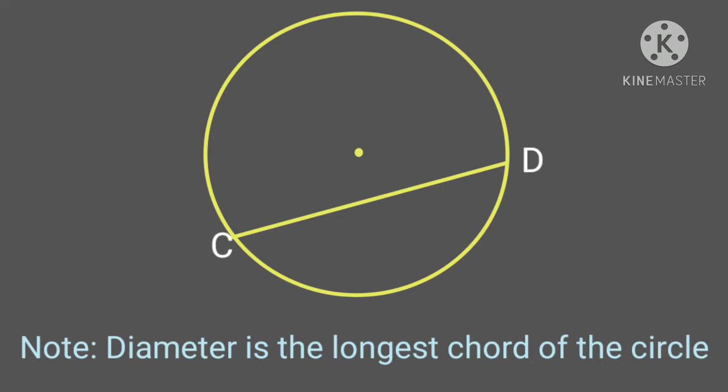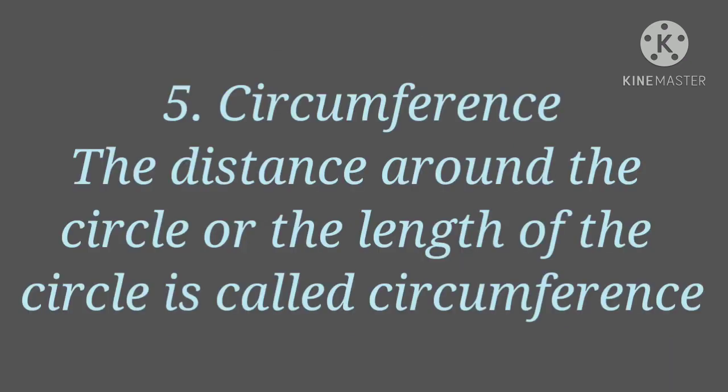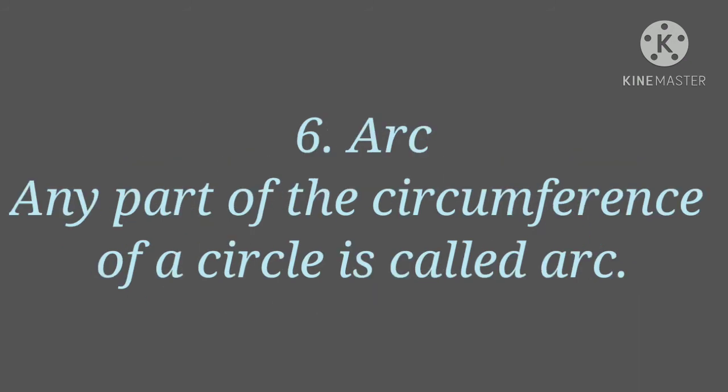Number 5, circumference. The distance around the circle or the length of the circle is called circumference. Number 6, arc. Any part of the circumference of a circle is called an arc.